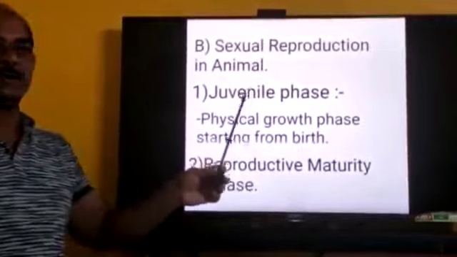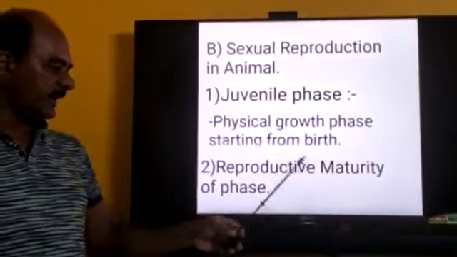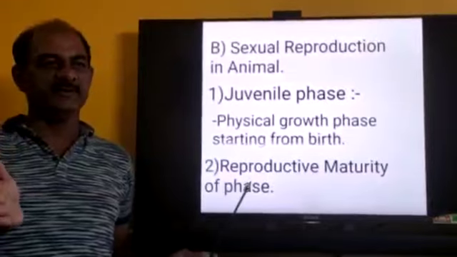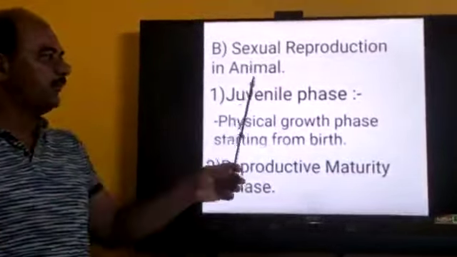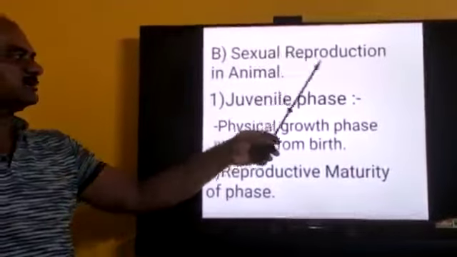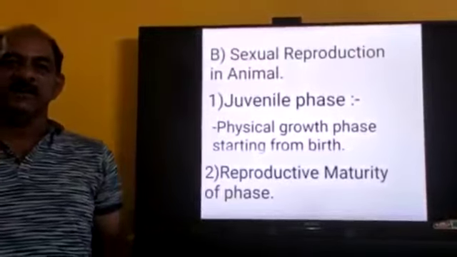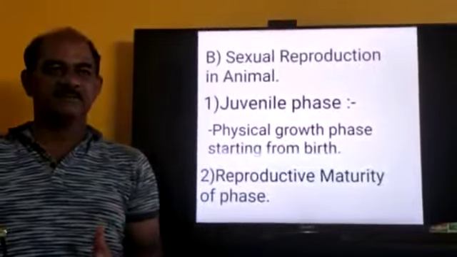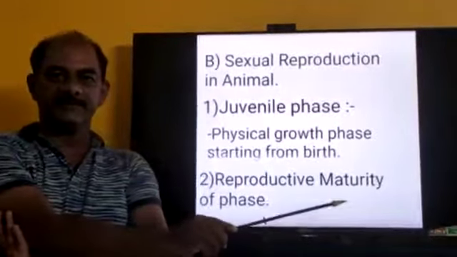That stage is called the juvenile phase. And then the reproductive maturity phase occurs, and this reproductive maturity phase is also different in different animals. But here, two phases occur in sexual reproduction in animals, and sexual reproduction involves two parents. In rare cases, in a uniparent, sexual reproduction also occurs.